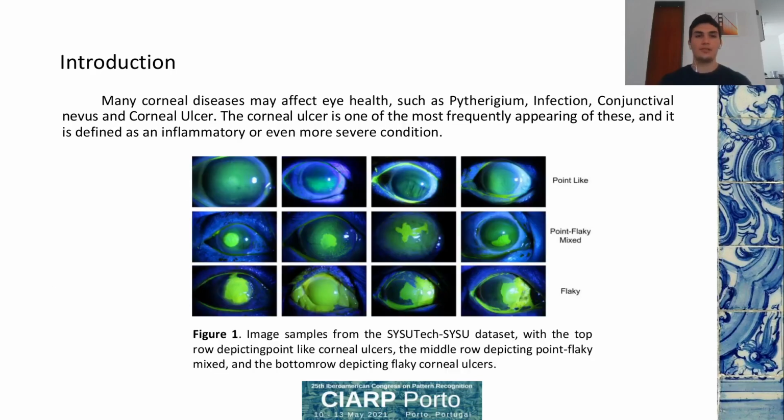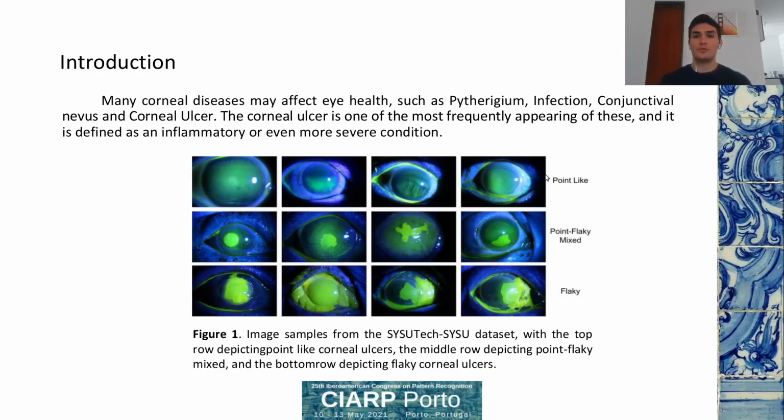Many corneal diseases may affect the eye health, such as pterygium, infection, and also corneal ulcers. The corneal ulcer is one of the most frequently appearing of these, and it is defined as an inflammatory or even more severe condition. Here we have some examples of corneal ulcers.